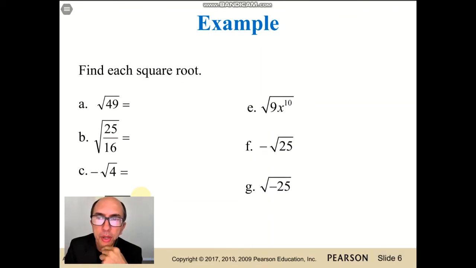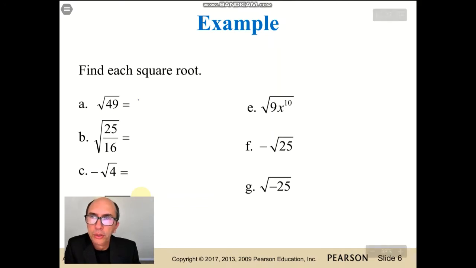Find each square root. You can calculate this by hand, or you can use your calculator. I don't mind. The square root of 49 is going to be equal to 7. And the square root of 25 over 16, you can write as the square root of 25 over the square root of 16. And this is going to be equal to 5 on the numerator and 4 on the denominator.